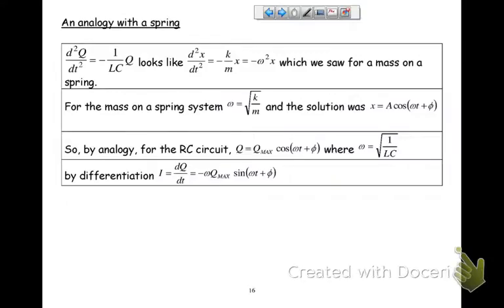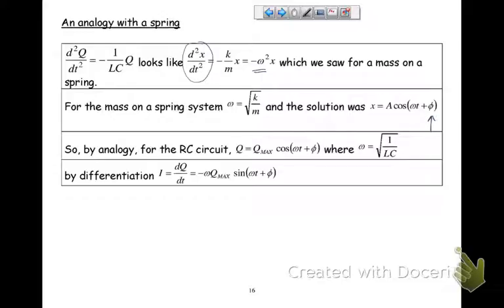If I look at this, it reminds me of my mechanical days, physics 1. So d2q by dt squared equals minus 1 over LC times q, which looks like d2x by dt squared equals minus k over m times x, which equals minus omega squared x. For the mass on a spring, we said that omega equaled root k over m, and the solution was x equals A cos of omega t plus phi, where phi is the phase angle.